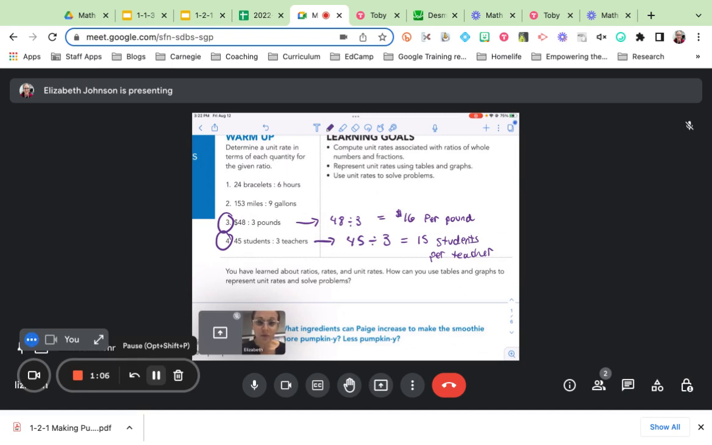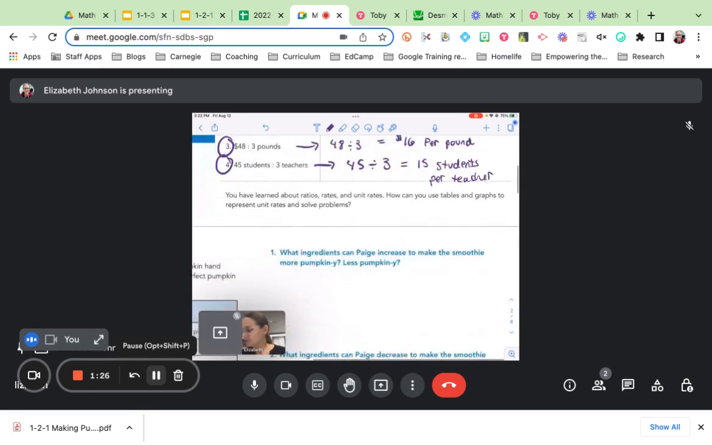And number 4, we have 45 students to 3 teachers. 45 divided by 3 gives us 15. What does that mean? That each teacher has 15 students. Maybe there's 15 students in each class. How big is your class? Does that match? So we've done a warm-up. We've gotten started with unit rates.